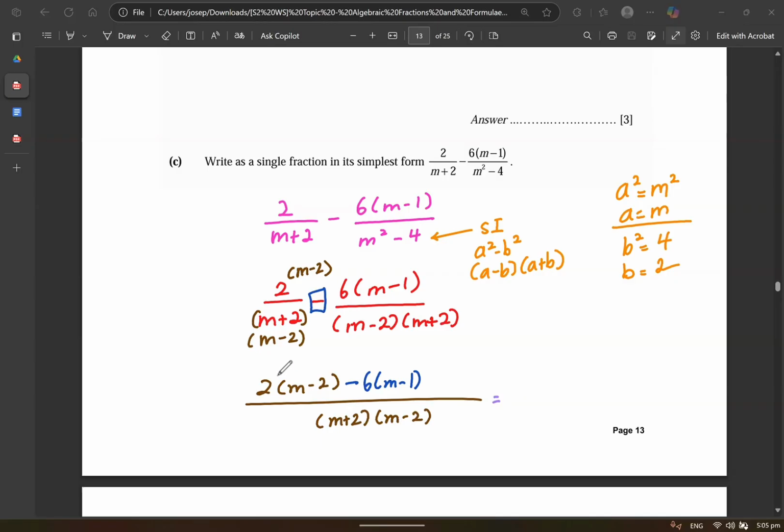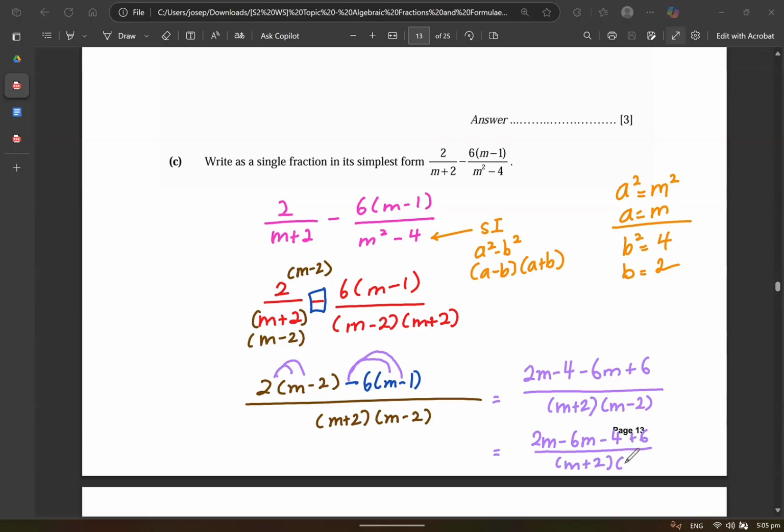All right. So over here, you just multiply. You get 2m minus 4 minus 6 times m. You can see how I emphasize on it. Minus 6 times minus 1. Over here is m plus 2. Over here is m minus 2. Can you understand? So 2m minus 6m minus 4 plus 6 over m plus 2, m minus 2. Can you understand this?